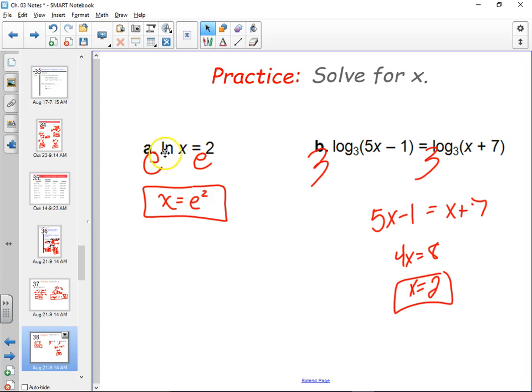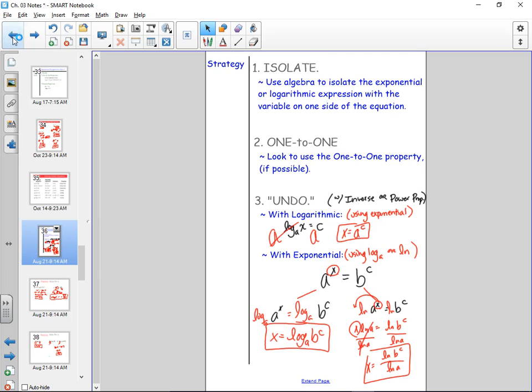We had to actually put in to undo, right? Like to get rid of ln, put in an e. To undo a log base 3, put in a 3. The one step you guys commonly forget of this one is number 1, is to isolate. When you have an equation, you have to get the exponential or logarithmic piece alone and get everything with x's on one side.